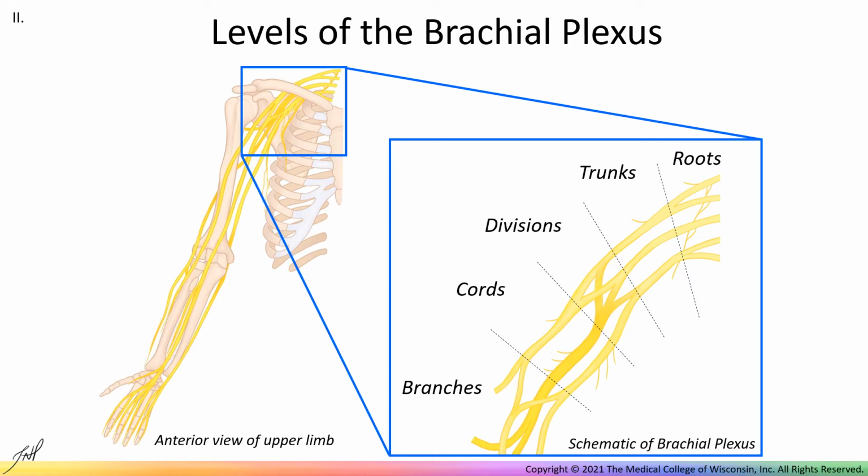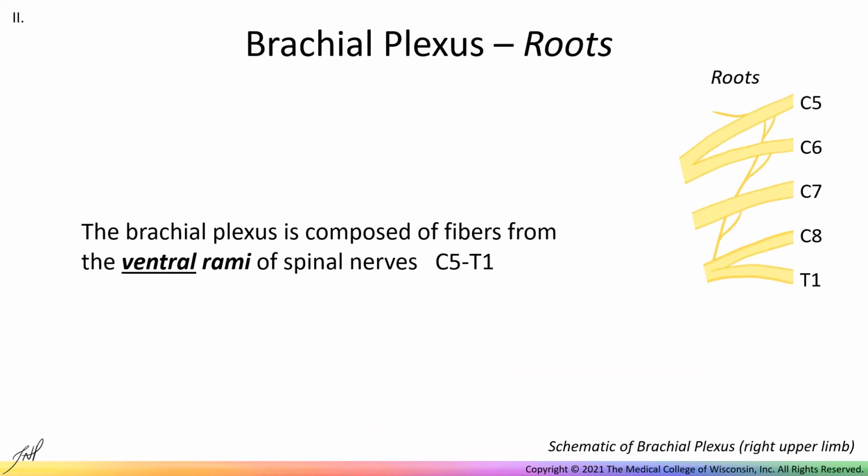The brachial plexus can be broken down into sections. Basically, every time the nerves trade individual fibers around, the section gets a new name. These sections are roots, trunks, divisions, cords, and branches, and we'll discuss more about each level in the next few slides. So let's build the brachial plexus from the beginning.